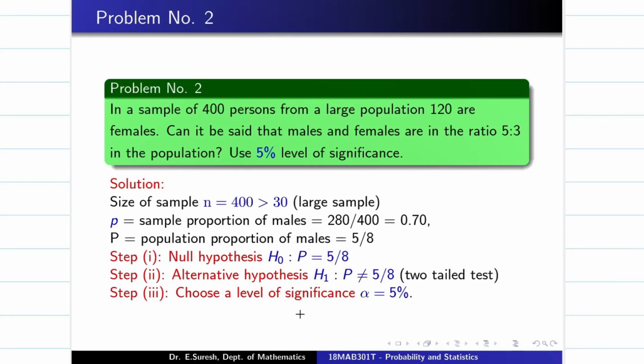Okay, let us see the problem. Here, level of significance is 5%. So Z alpha is going to be 1.96.